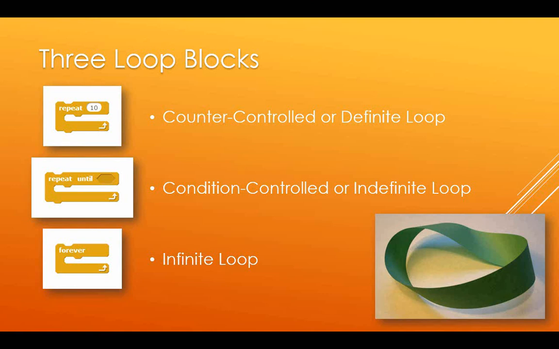The second one is a condition controlled loop, or indefinite loop. Condition because we say repeat until a certain condition is met, and by met I mean it's true. So, is number of bullets equal to or greater than 0, then carry on repeating the loop, that kind of stuff. And that condition may never be met, so the loop may carry on forever and a day.